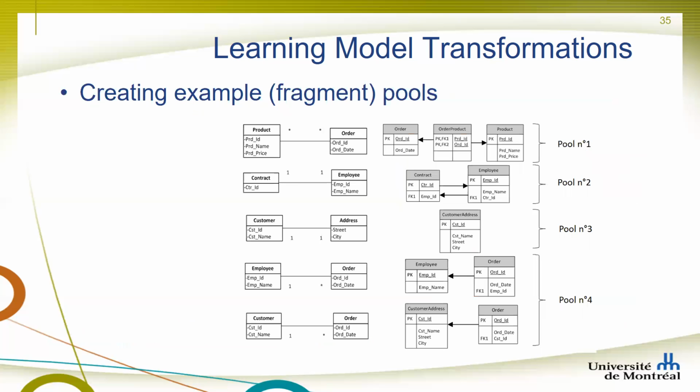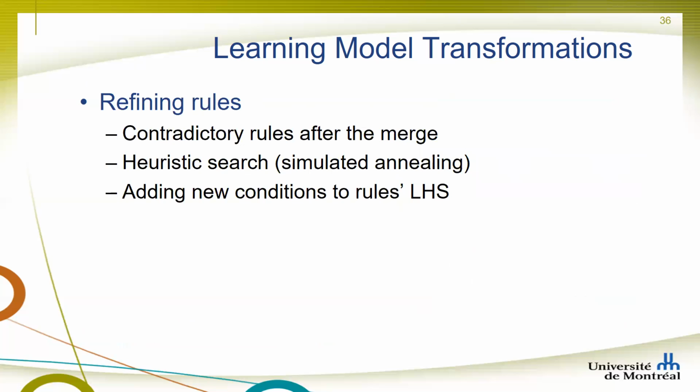Okay, so we have these pools. From the pools, we generate rules. We merge the rules. Then we try to refine the rules. So these are contradictory rules after the merge, and we use a simulated annealing process. And in what we are doing, we never change the conclusion of the rule because the rules produce the right things. What we need is to inject some additional conditions to differentiate from one situation to another situation. So this simulated annealing process just tries to inject some conditions.